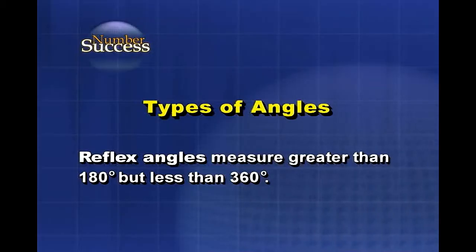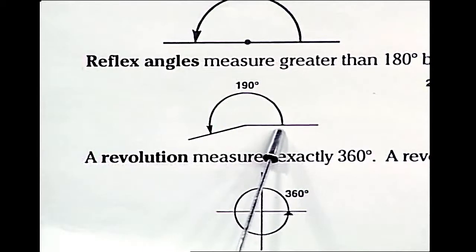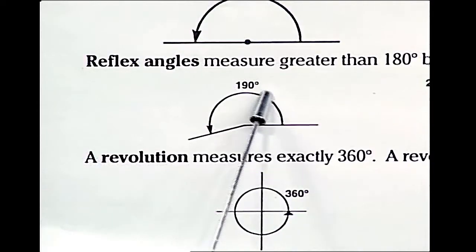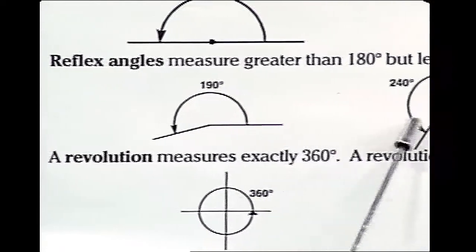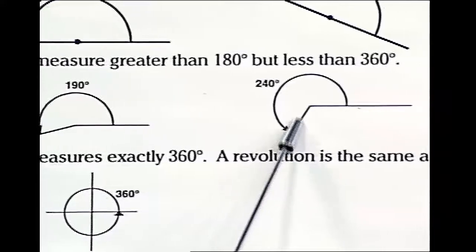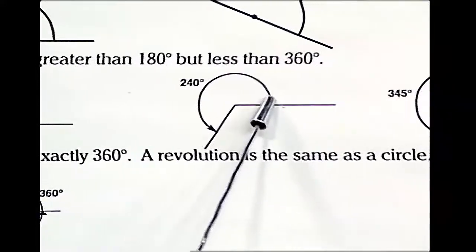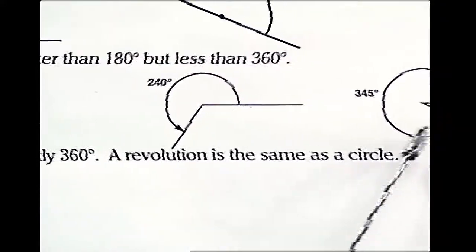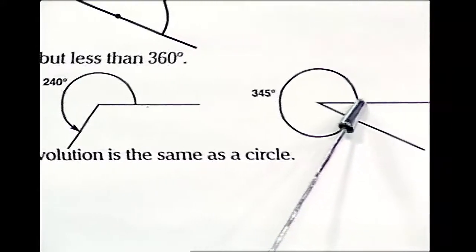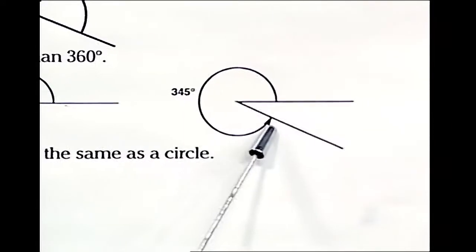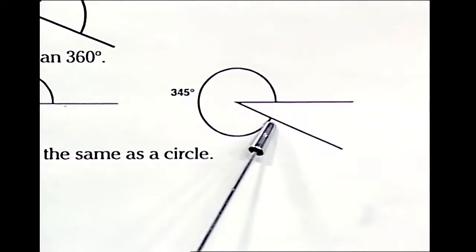Reflex angles measure greater than 180 degrees but less than 360 degrees. This is a reflex angle which has a measurement of 190 degrees. This is also a reflex angle which has a measurement of 240 degrees. This is a reflex angle which has a degree measurement of 345 degrees.